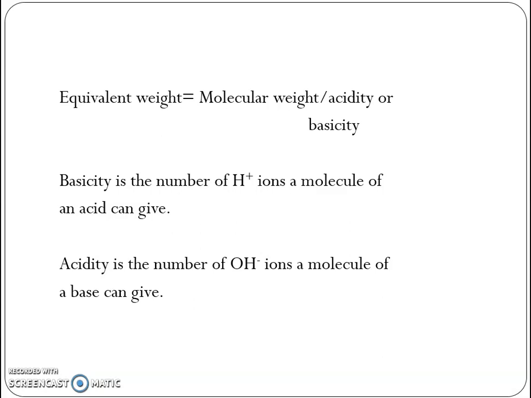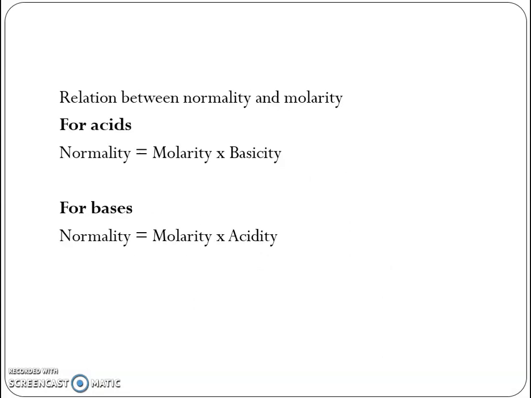So for normality you must know the equivalent weight. You can find out equivalent weight from the molecular weight, but you must know the acidity or basicity of the given substance. Let us see now the relation between normality and molarity. For acids you can say normality is equal to molarity into basicity, and for bases you can say normality is equal to molarity into acidity.